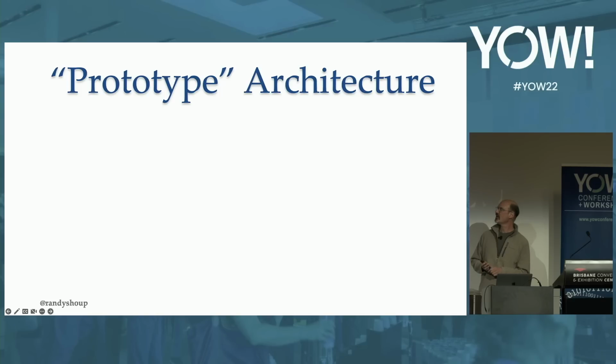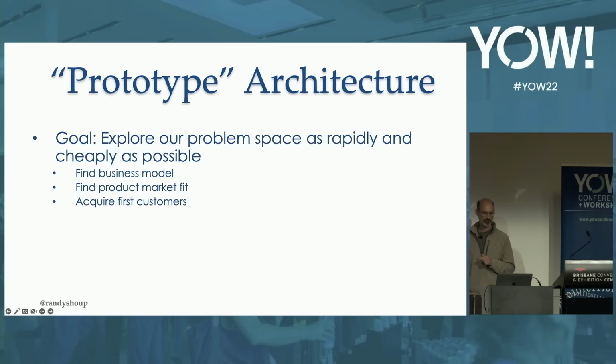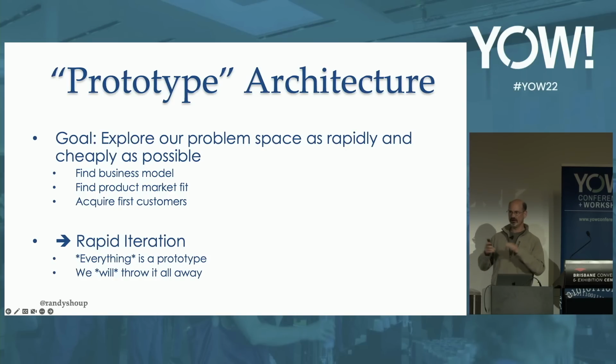Okay, so at this idea phase, the way I would suggest that we look at architecture is that everything is a prototype. Our goal here is to explore the potential problem space as rapidly and as cheaply as possible. We want to find a business model, we want to find product market fit, and we want to acquire our first customers. So the goal here is rapid iteration. Everything that we build here is going to be a prototype, and we're definitely going to throw it all away, whether we think we're going to do that or not.